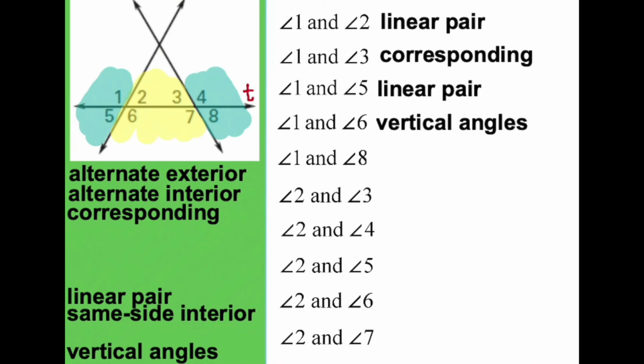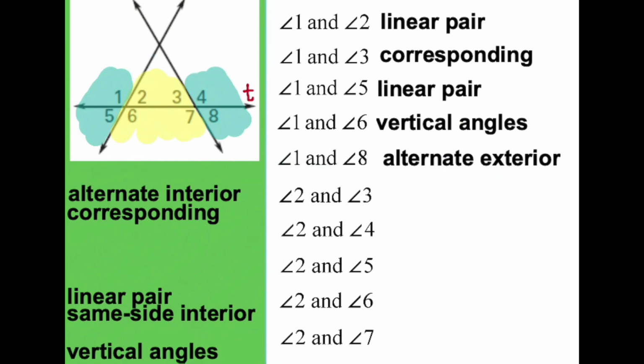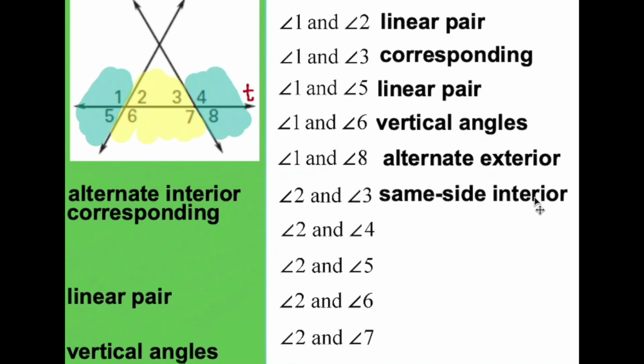Finally, we get to angle 1 and angle 8. Angle 1 and 8 are both on the exterior, and they're on opposite sides of the transversal, and they do require those two lines that separate interior from exterior. So 1 and 8 are alternate exterior angles. How about 2 and 3? 2 and 3 are both on the interior, on the same side of the transversal, so we would call those consecutive interior or same side interior. Your choice.